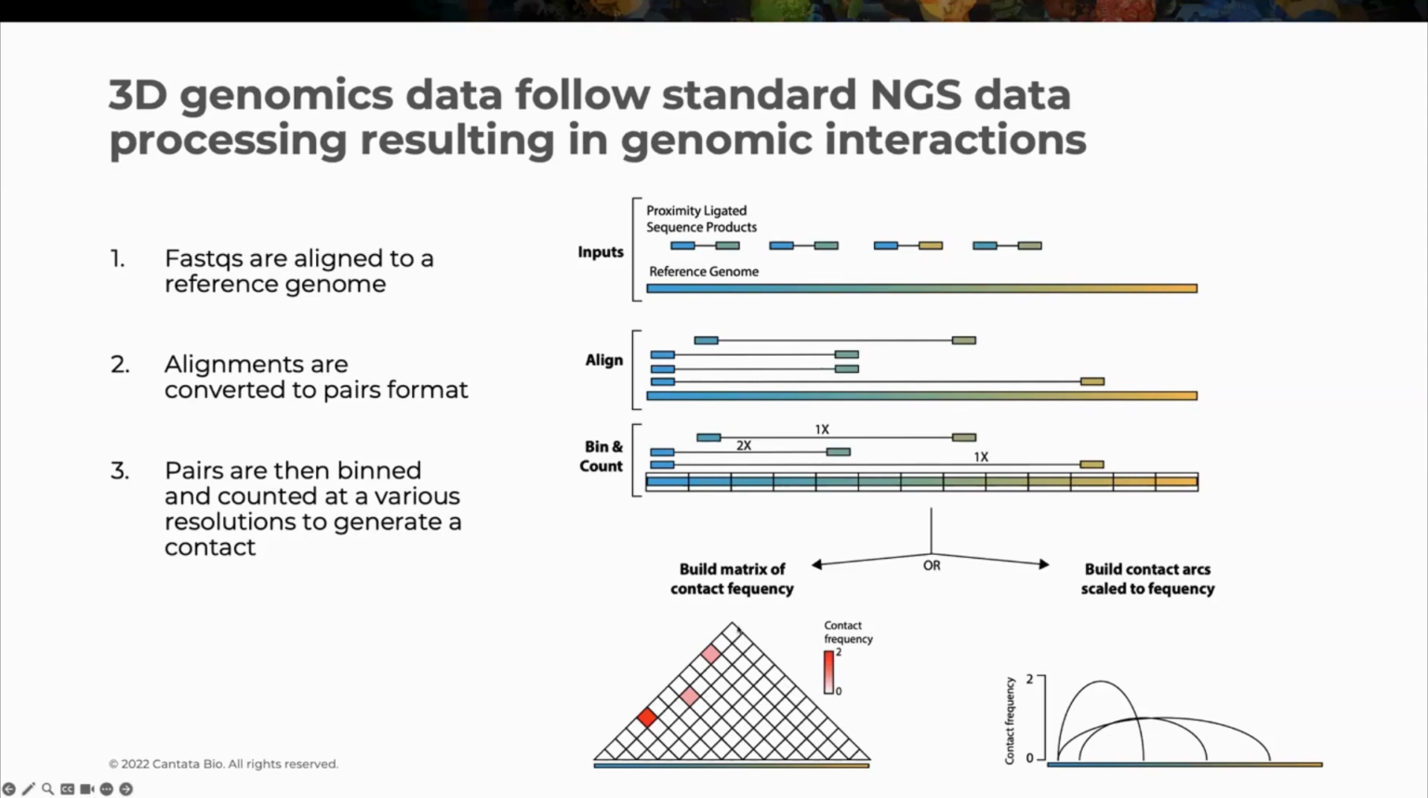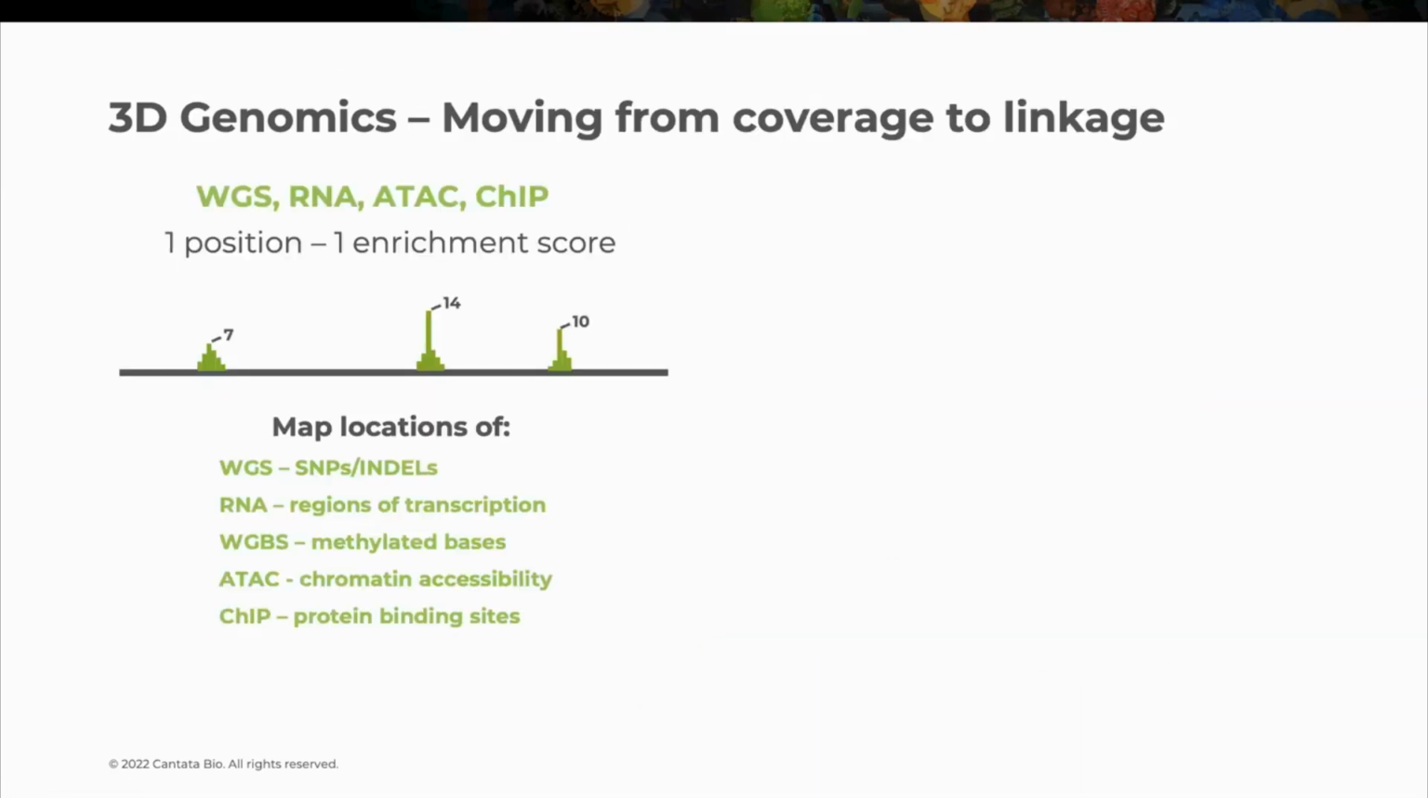We can represent this as a matrix. We can represent this as arcs, and I'll talk about the various data types as we go on. So what that means, as we're moving from a one-dimensional, one base pair or one genomic space, is we need to introduce a secondary dimension to our data type. And that secondary dimension complicates how we do the data analysis downstream. But that's what I'd like to walk you through today.